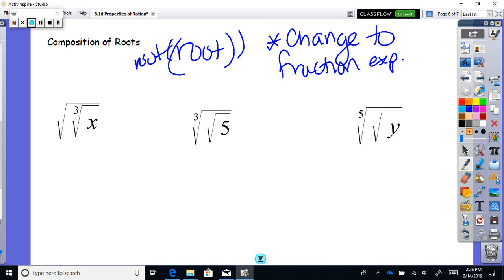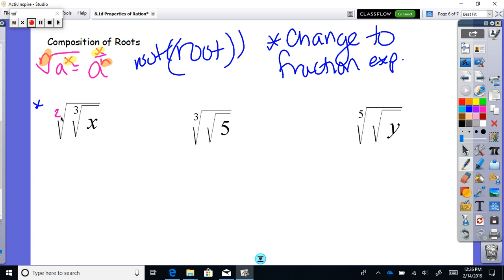So remember that if you have the nth root of some number to the x power, then that's that number to the x over n power. So whatever your index is on the outside goes in the denominator, and then whatever it has for an exponent goes in the numerator. So in our first example here, we have a square root. So remember the index on a square root is 2. We have a square root of a cubed root of x.